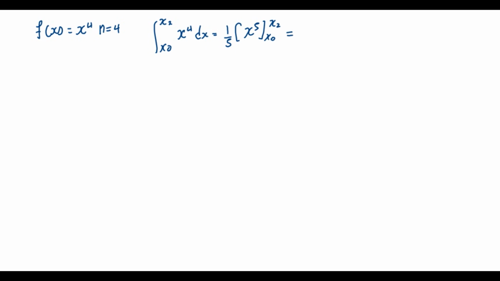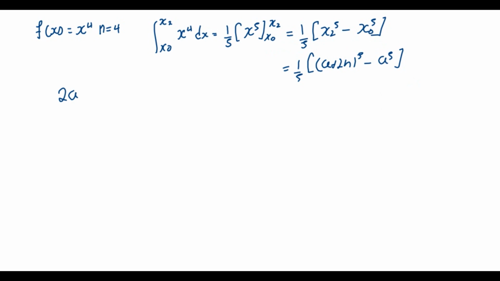So this is going to be equal to 1 over 5, so you have x sub 2 to the power 5 minus x naught to the power 5. We know what our x sub 2 is. This can be written as a plus 2h to the power 5 minus a naught is a, so a to the power 5. If you do your expansion here, you're going to end up with something like 2a to the power 4 h plus 8a to the power 3 h to the power 2 plus 16a to the power 2 h to the power 3 plus 16a h to the power 4 plus 32 h to the power 5, divided by 5.